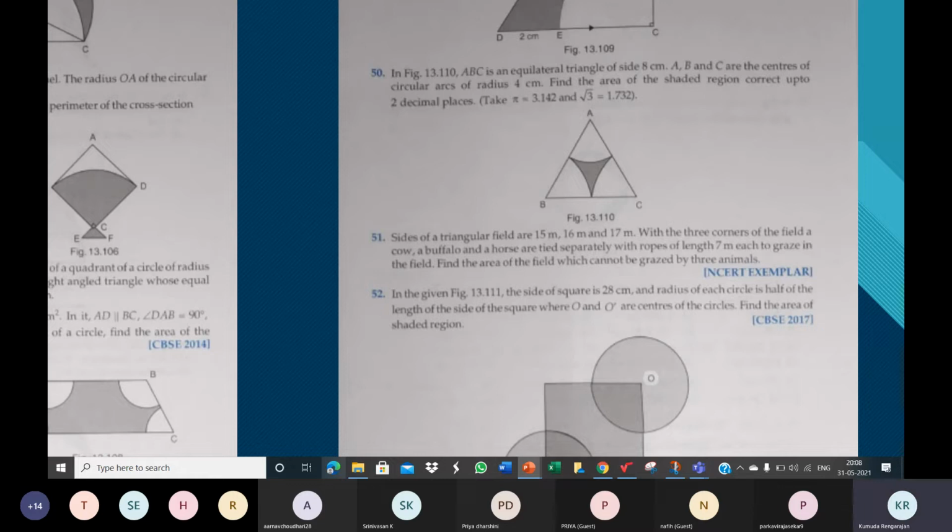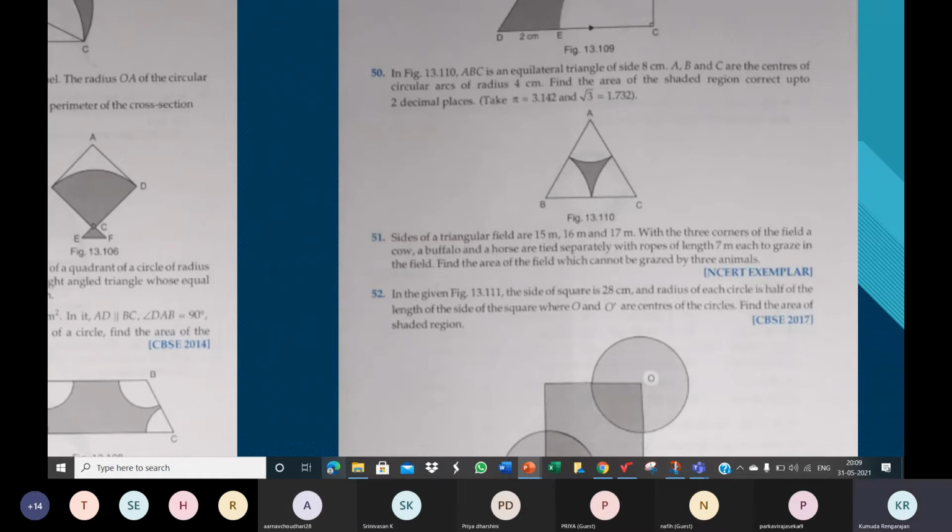Yes, what's the area of the three sectors? Can we find the area of the sectors separately? The area of the sector grazed by the cow, the area of the sector grazed by the buffalo, the area of the sector grazed by the horse. Ma'am, I started with the triangle. Oh, you started with the area of the triangle? Yes, ma'am. That's okay.